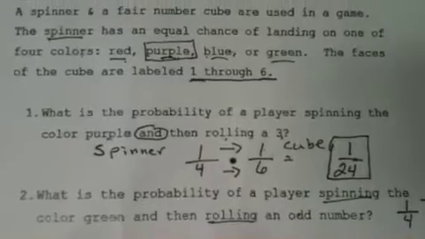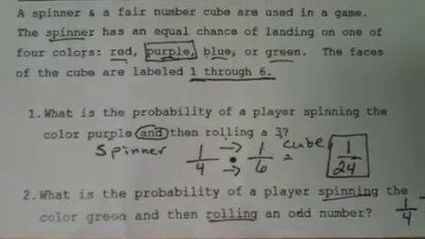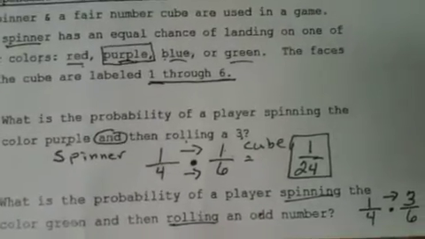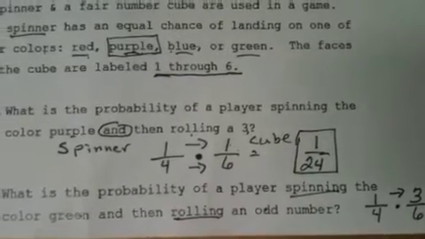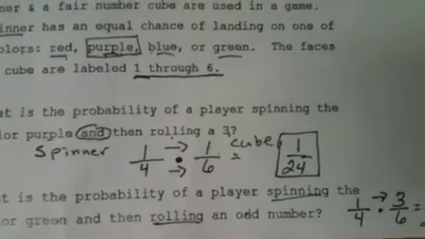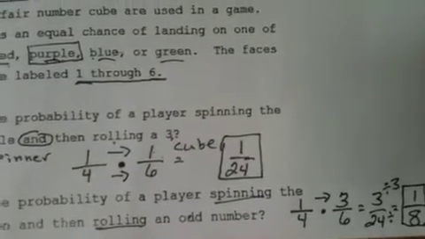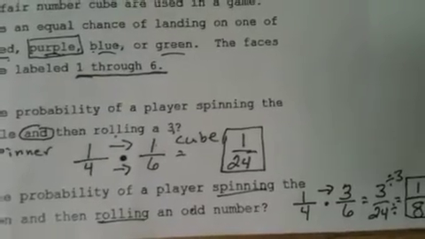So again, it's independent because these two, the spinner and the dice, or the cube, do not affect one another. Now, spinning the color green: there are 4 colors, so the 4 is our denominator. There's 1 green, so 1 out of 4 is the probability of that. Now, rolling an odd number: there are 6 total sides. 3 of them are odd numbers, 1, 3, and 5, so 3 out of 6 is that probability.